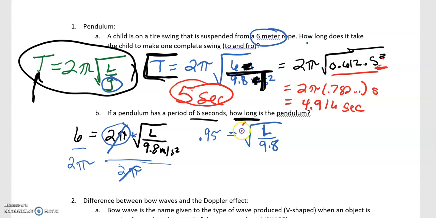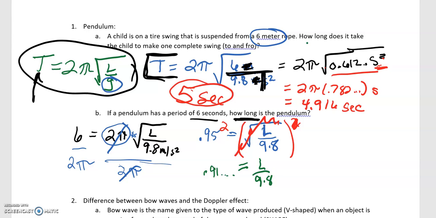So to undo the square root, my inverse would be to square both sides. The square and the square root will cancel each other out. And when I square the answer that I had on my calculator for that 0.95 value, that turns out to be 0.91, again with a whole bunch of decimals. And then on the right-hand side, I'm only left with L divided by 9.8.